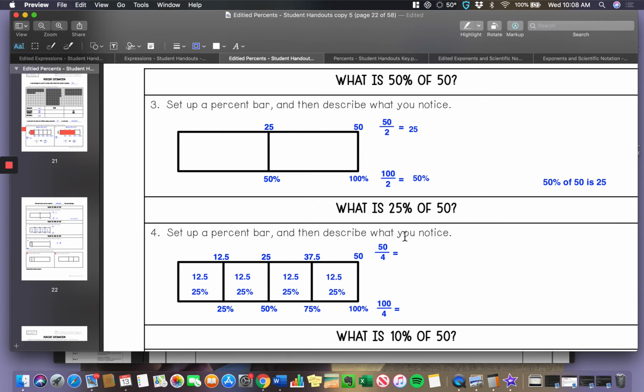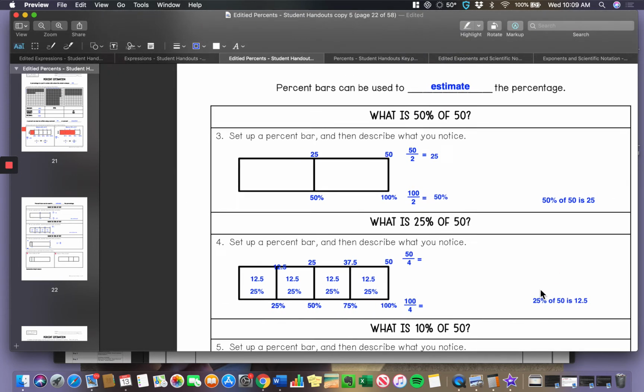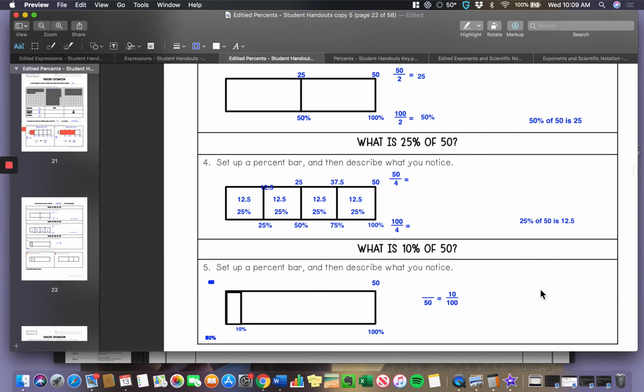Now, what is 25% of 50? Well, I can look right here. 25% of 50 is 12.5. All right, the next problem. The next problem is, what is 10% of 50?